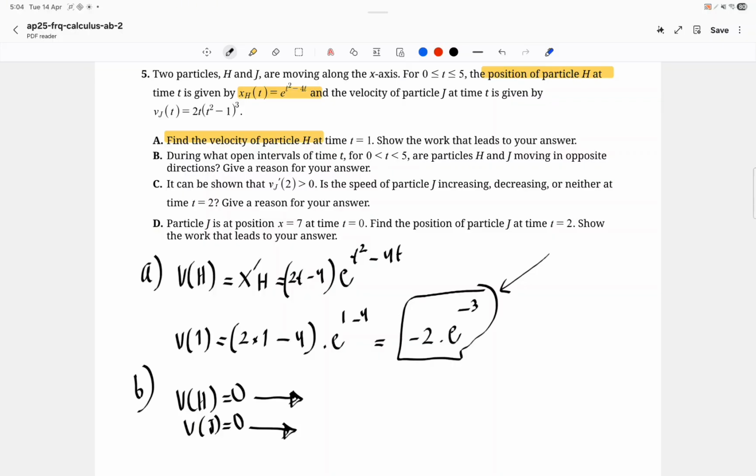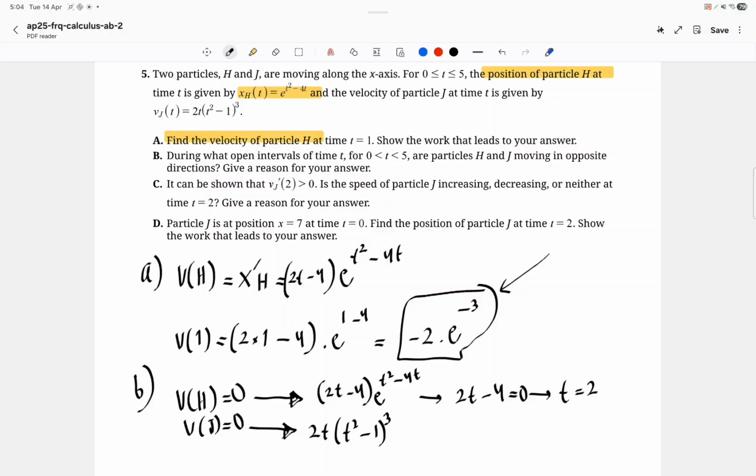Okay, let's see when the VH is equal to 0, right? So the VH is basically 2t minus 4 e to the t squared minus 4t. You could never make the exponential part equal to 0, so just forget about it. Just focus on this part. When t is 2, the v is 0. How about the vj? It's 2t times t squared minus 1 cubed.